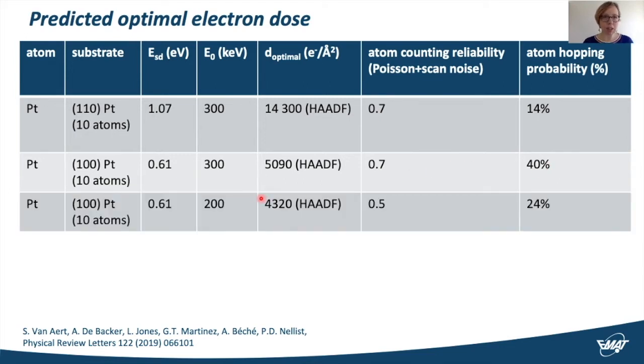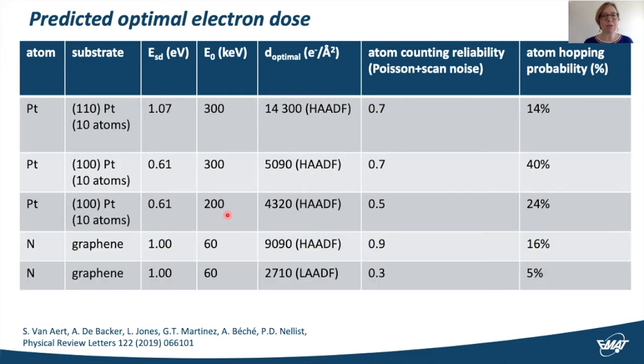Both the atom counting precision and the risk for damage can be reduced when reducing the incident electron energy. Moreover, for thin samples such as graphene, a reduction of the inner detector angle may significantly help to detect the presence of, for example, nitrogen on graphene and to avoid surface diffusion.